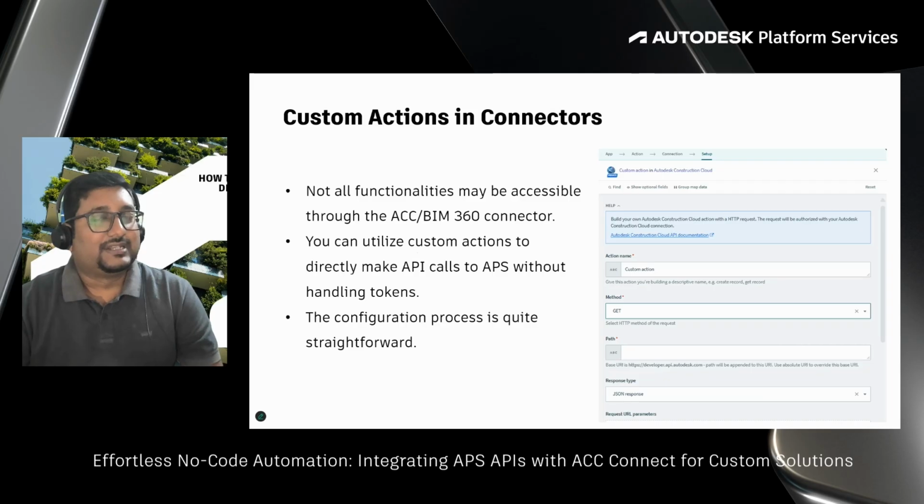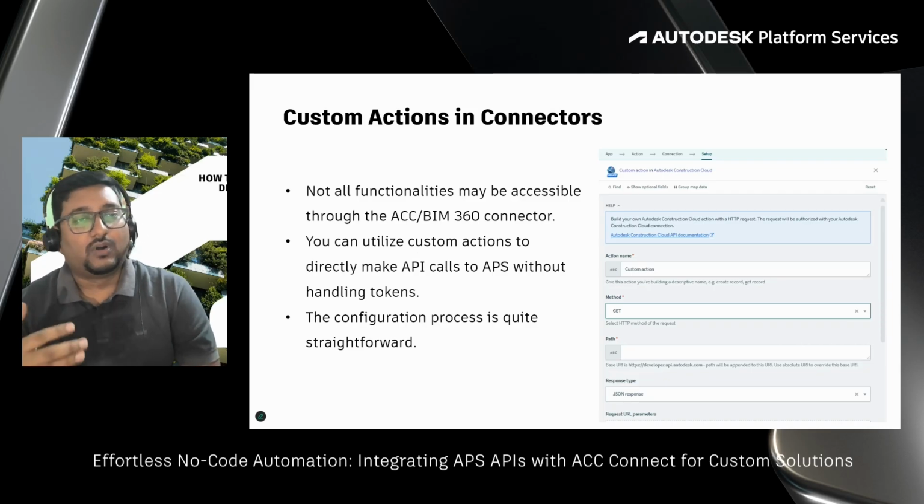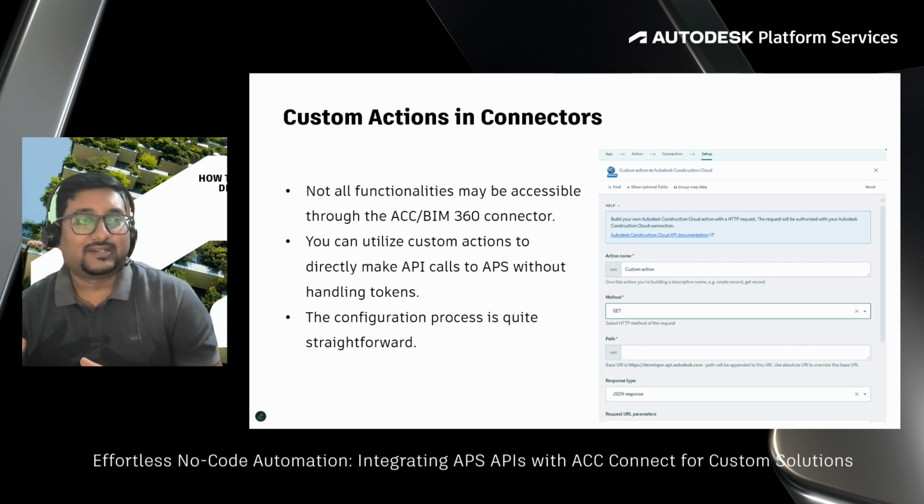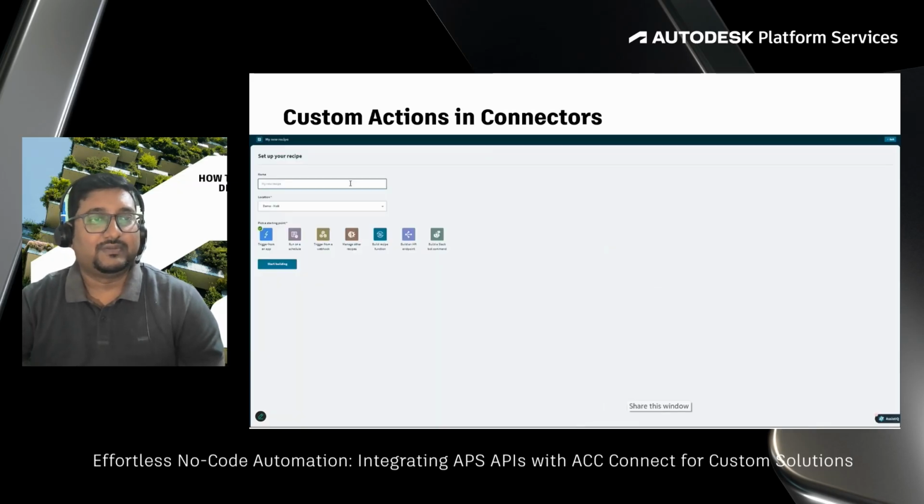So, custom actions in connectors. Not all the functionalities that you're looking for may be available through the connectors in ACC Connect, because we have an ever-updating set of APIs that keeps adding new APIs every month or every quarter. So you can utilize the custom actions available in these connectors so that you can directly make API calls to Autodesk Platform Services without handling the tokens, which you normally require when making an API call. The configuration process is really easy, and let me take you through a quick video to show you how that works.